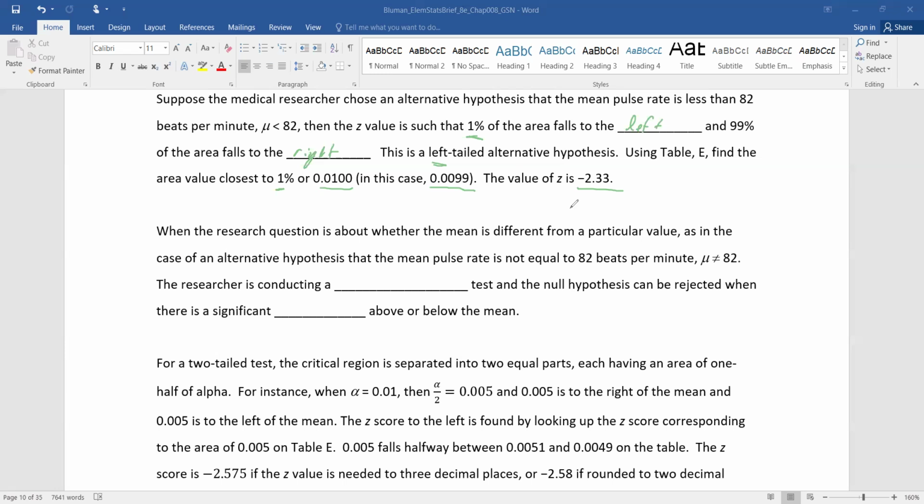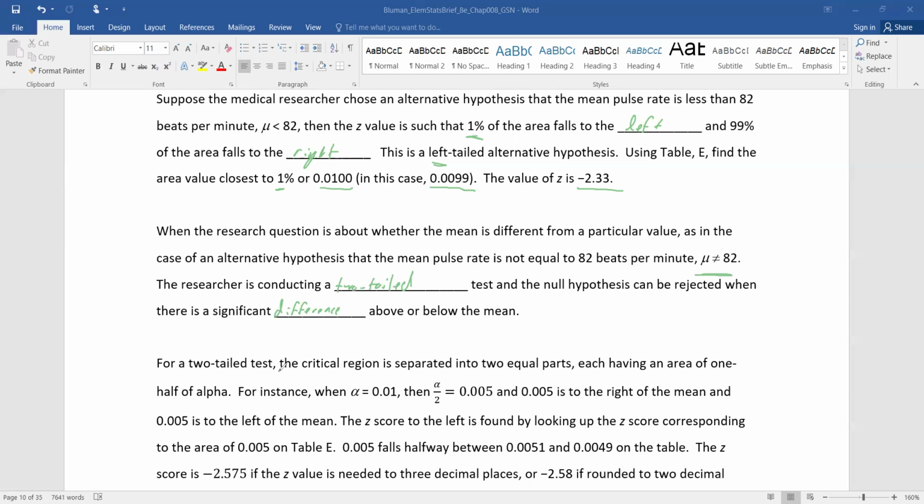When the research question is about whether the mean is different from a particular value, as in the case of an alternative hypothesis that the mean pulse rate is simply not equal to 82 beats per minute, meaning we're looking at a two-tailed test, the researcher is conducting a two-tailed test, and the null hypothesis can be rejected when there is a significant difference above or below the mean. All right, so let's get into this next part here.